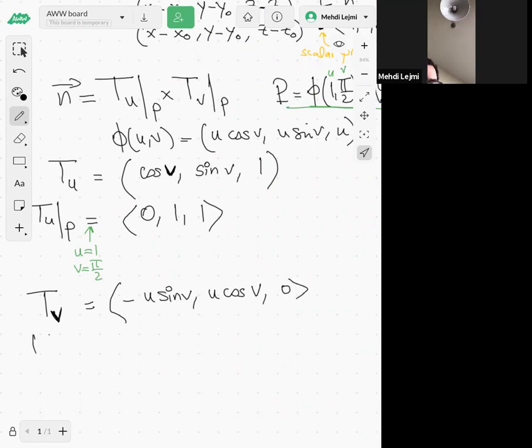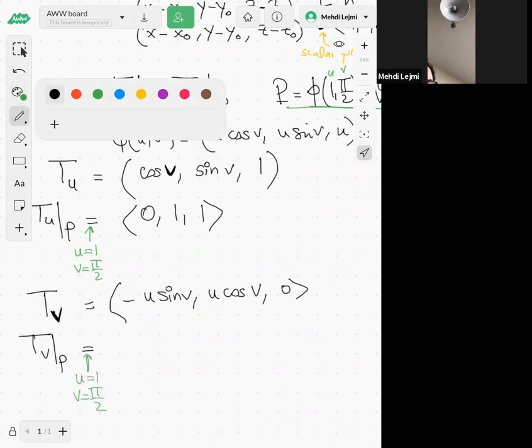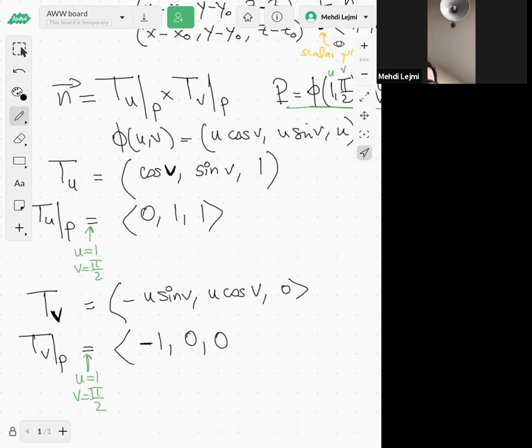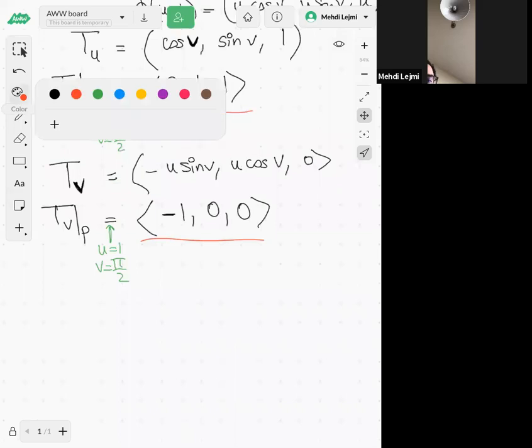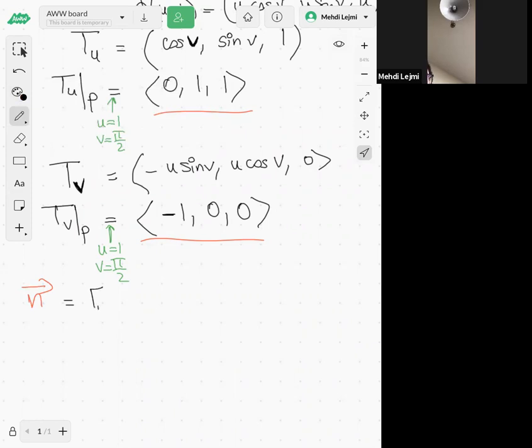Now at the point P, again, u is 1 and v is pi over 2. Sine of pi over 2 is 1, so that will be minus 1. Cosine of pi over 2 is 0, and then 0. Okay. So now I can find my normal vector. It's just the cross product of these two vectors, right? So my n is t_u at the point P cross t_v at the point P.